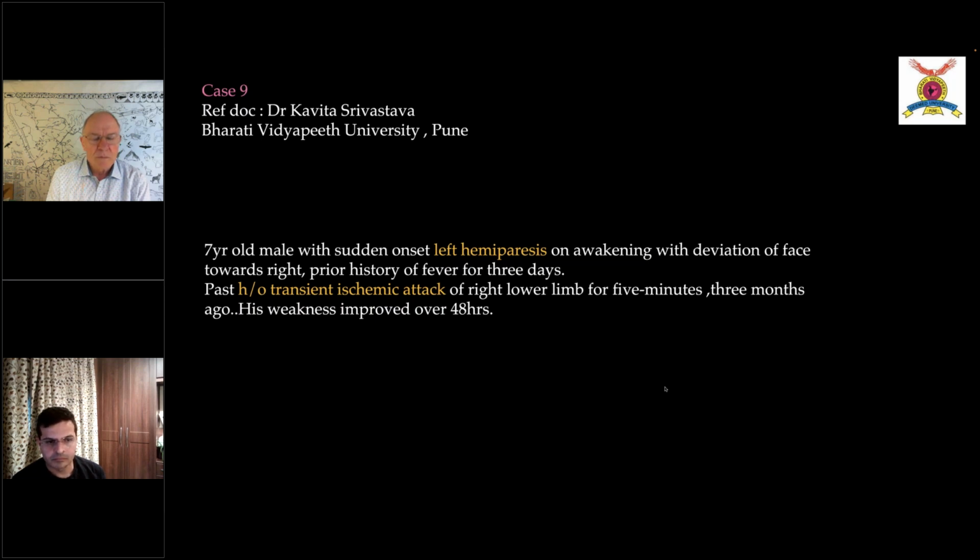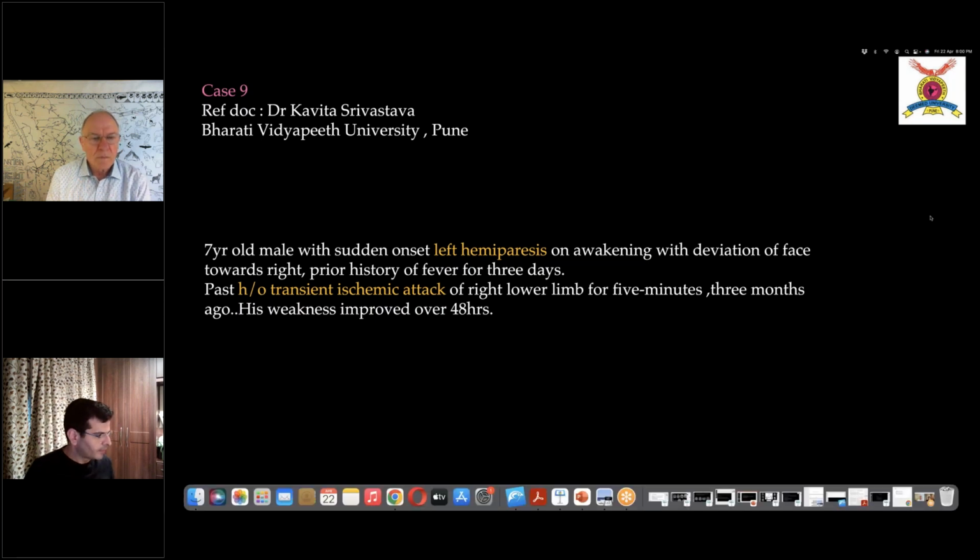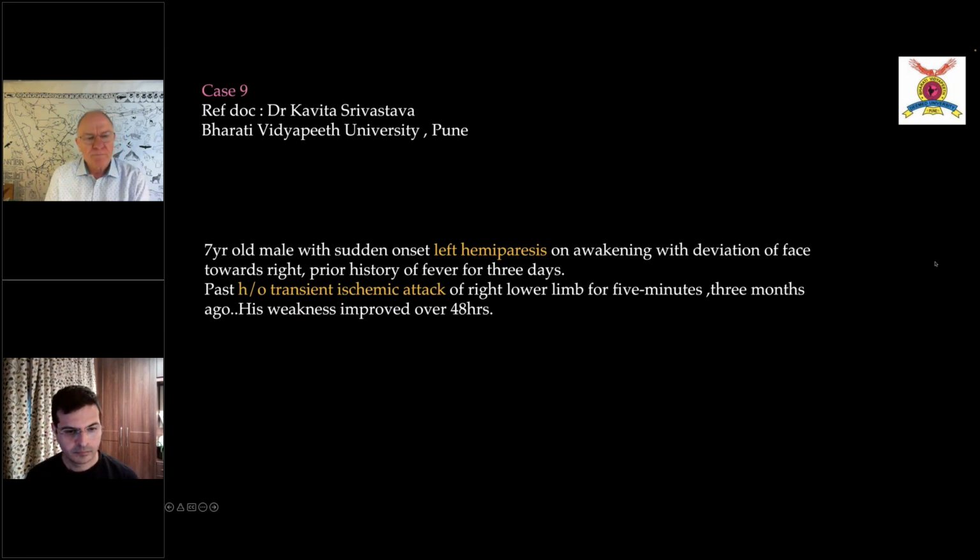So this is a case of a 7.5-year-old male child. He came to us after 3 months of the illness. The problem was a sudden onset of left hemiparesis that was noticed by the mother on awakening, and there was a deviation of mouth towards the right side. This was the complaint. They came to us and were admitted, and we did a CT. On asking further, they gave a history of fever since the last 3 days. So we did a workup for the stroke and for the fever.